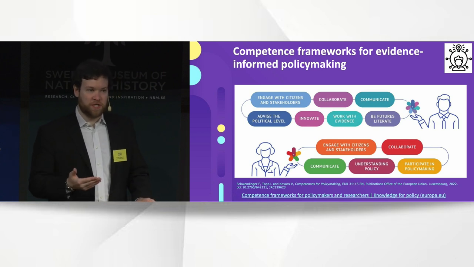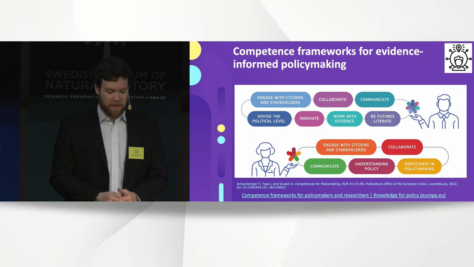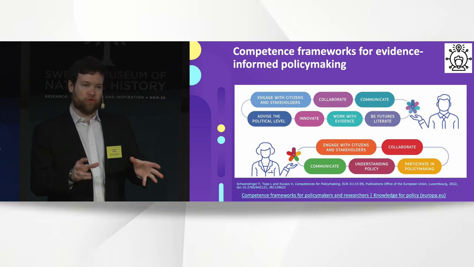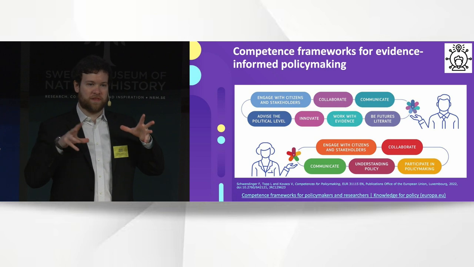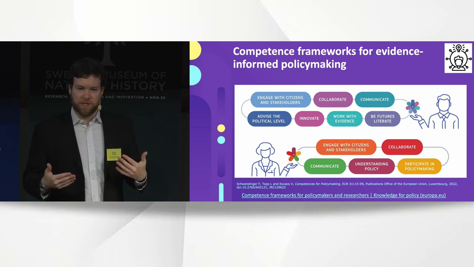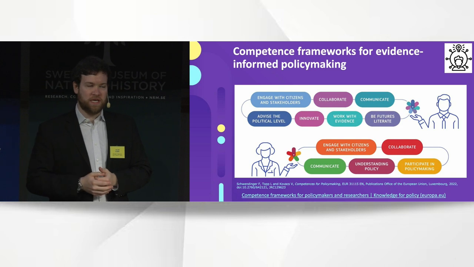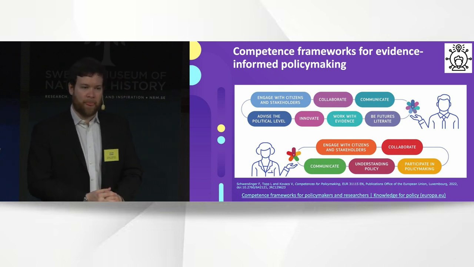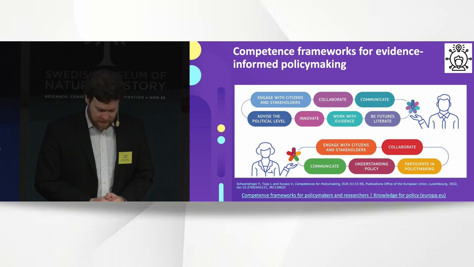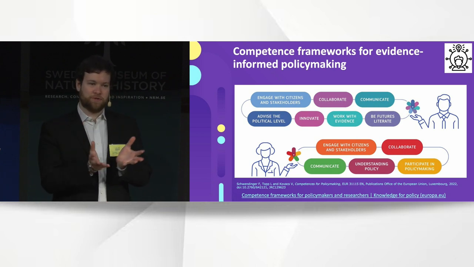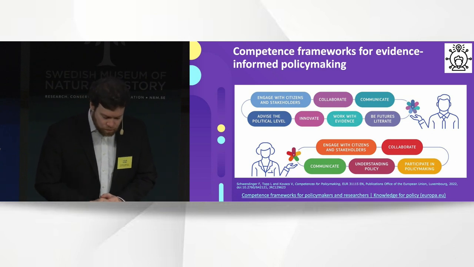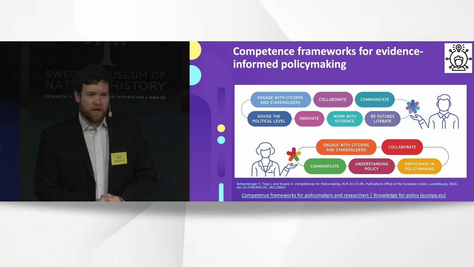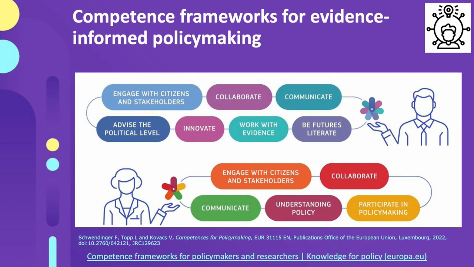Then there is the individual capacity, individual and team capacity, and to tackle that problem, we have created competence frameworks for policymakers and for researchers. Competence frameworks to tell them, but also tell their organizations, which competences they need to work together better. And for scientists, it's the one on the bottom. There are five clusters of competences. In each of these clusters, there are 3 to 6 competences. And for each competence, you can have different levels.